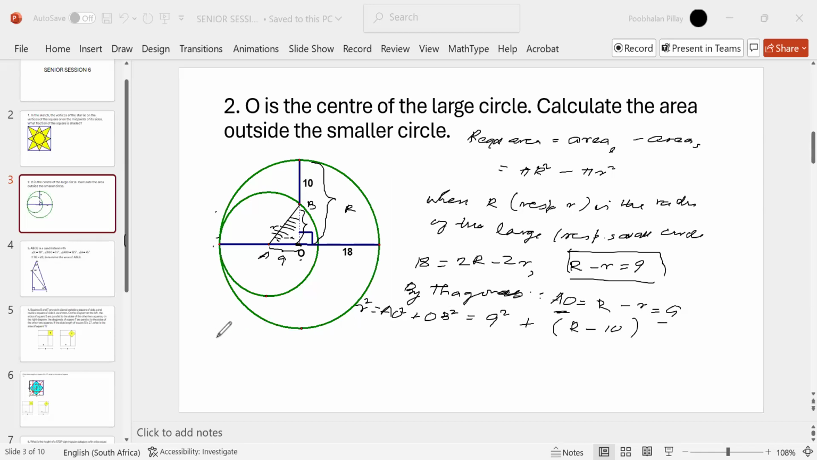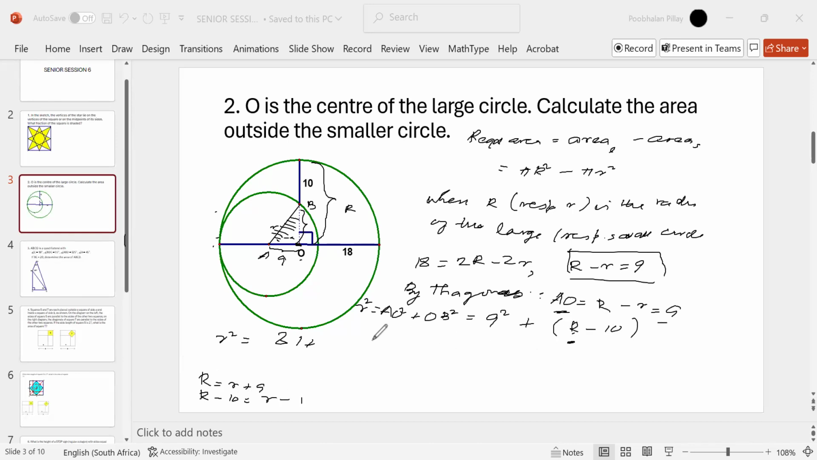Okay, so you have small r squared is equal to 81 plus, now capital R. I need to get an equation involving only small r. I've got a capital R here, but capital R can be found because we said that this difference is 9. So capital R is actually equal to small r plus 9. So R minus 10, you can work it out as r minus 1.